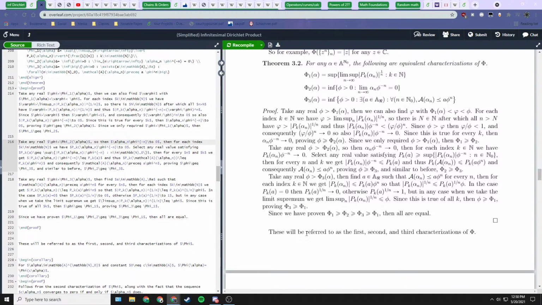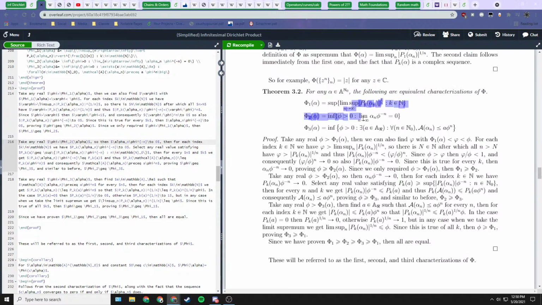And that sort of concludes the proof, in that now we have this sort of circular chain of inequalities, which gives us the ultimate equality of all three of the characterizations. So that's that proof. So that proves that all these three characterizations are the same, which is super useful.